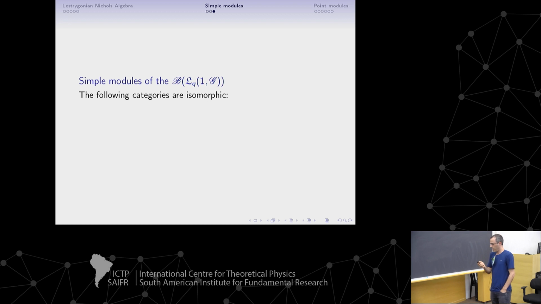So our first result is the following. Here E-rep means the set of finite dimensional simple modules of this algebra. The set of finite dimensional simple modules of the Nichols algebra is in bijection with this set.